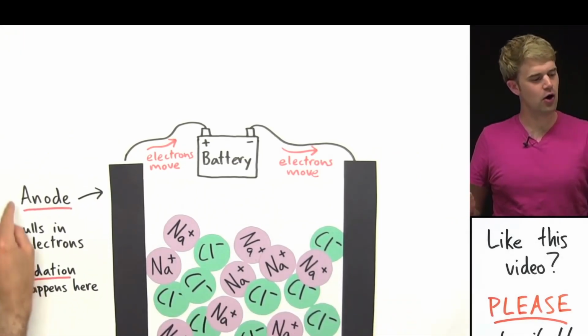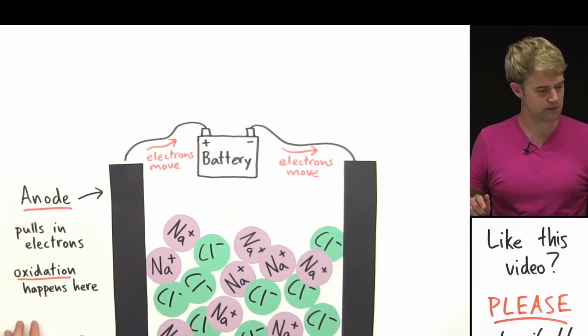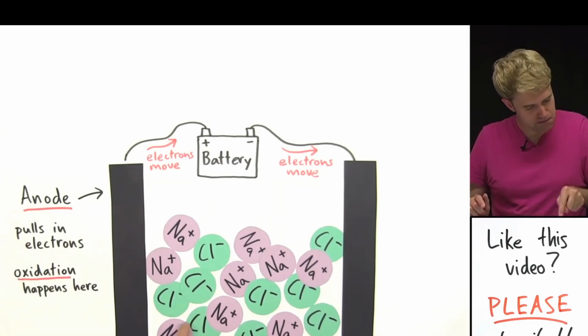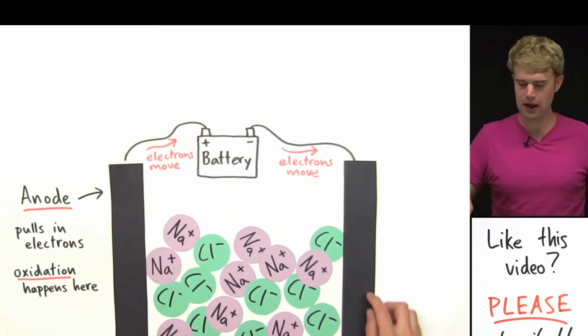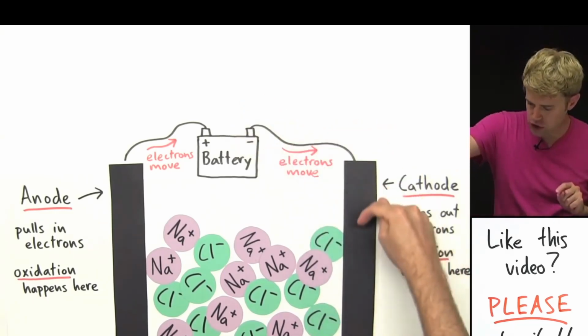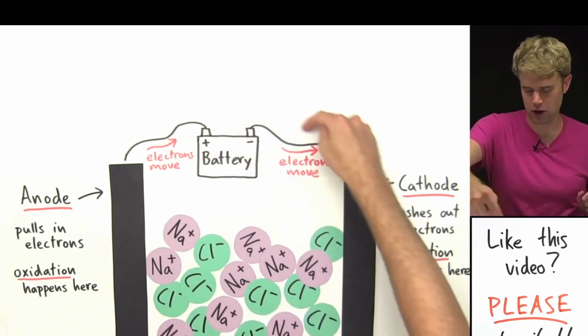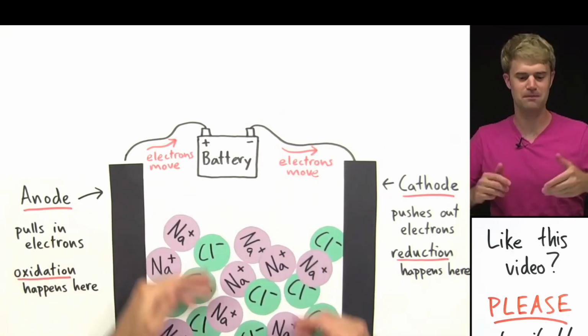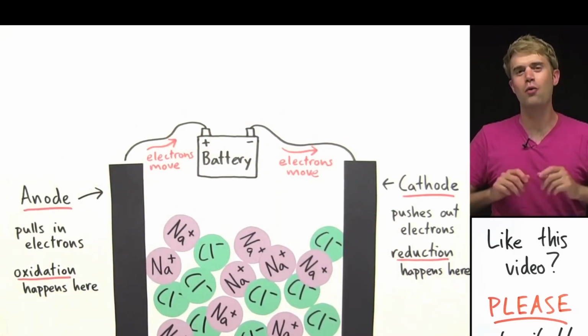The electrode over here we call the anode. The anode is the site of oxidation. Oxidation is happening in here because the anode is pulling in electrons, because this is the direction the electrons move. Now over here, we have the cathode. Reduction happens at the cathode. The cathode pushes out electrons because this is the direction the electrons are moving from the battery. So we've got the anode and the cathode, the battery, the electrodes, and the sodium chloride. We're ready to do some electrolysis.